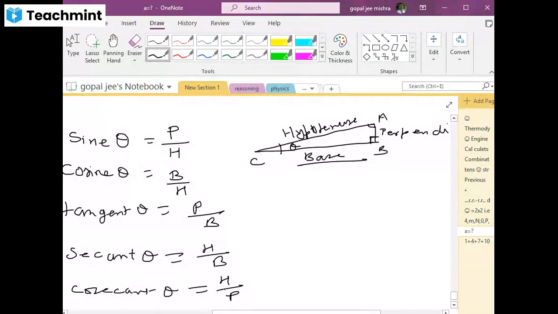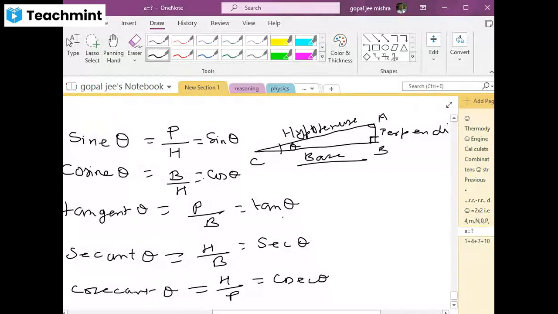Now listen very carefully, beta. This sine theta is often written in short form as sin theta. Cosine theta is often written as cos theta. Tangent theta is often written in short form as tan theta. Secant theta, the short form is sec theta, and cosecant theta is cosec theta. Have you understood?